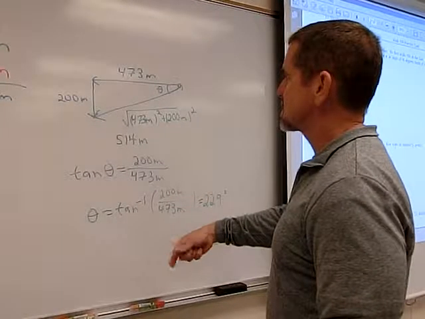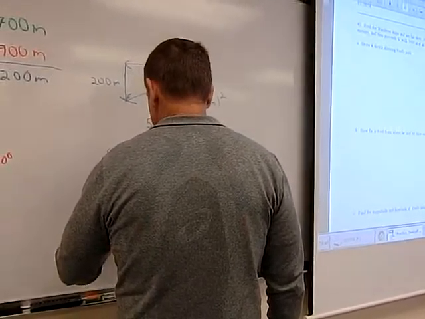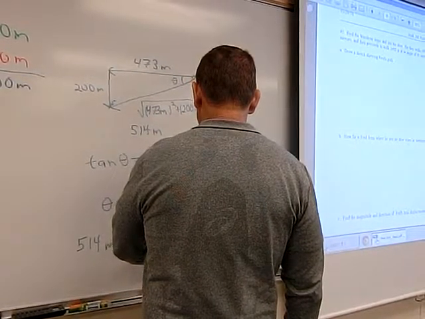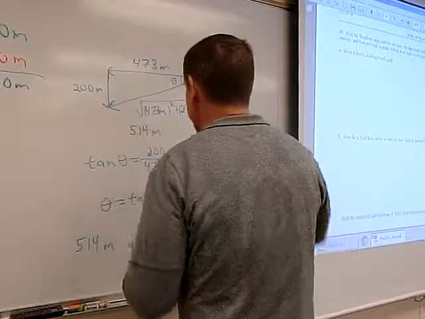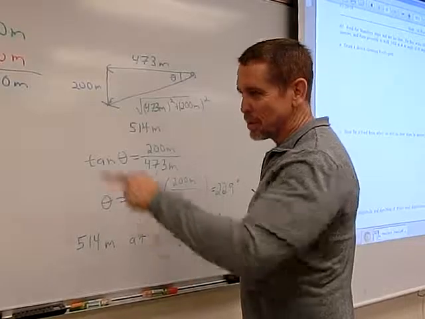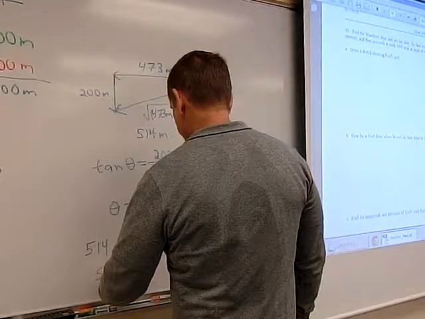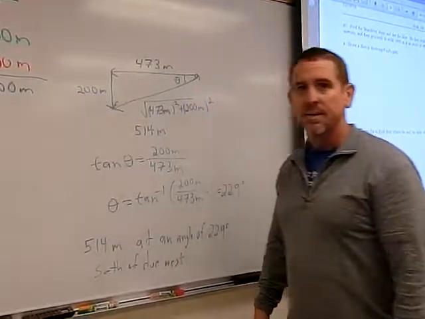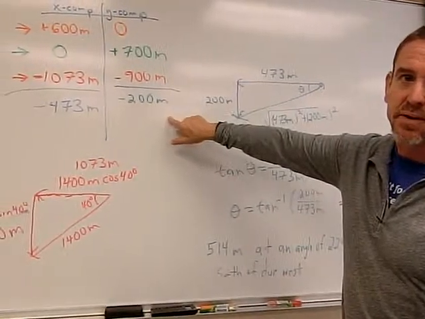So now we can write our answer. The magnitude of his total displacement is 514 meters, and it's at an angle of 22.9 degrees. So how do we say that? If you see it, it's below left. But below left is south of west. So it's 22.9 degrees south of due west. There we go. So that's how you add vectors. All of the work gets done right here.